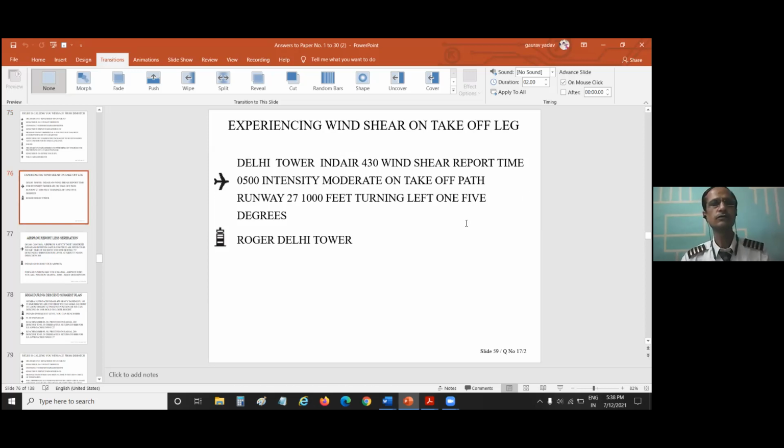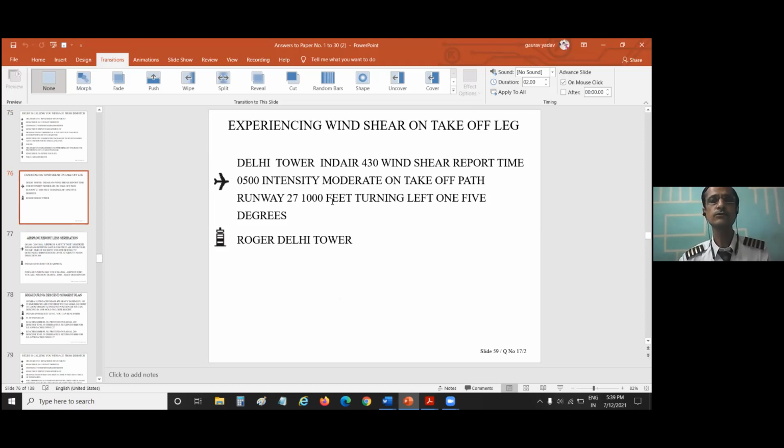Okay, so now we'll see what is to be given in the answer of this question. See, experiencing wind shear on takeoff leg. How do you know it is takeoff leg? It is given in the question paper. You are airborne, you have just taken off. That means you are on the takeoff leg. In your particular case, Kingfisher 7880 has just taken off from Delhi.